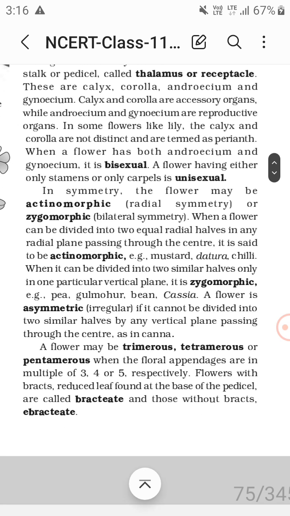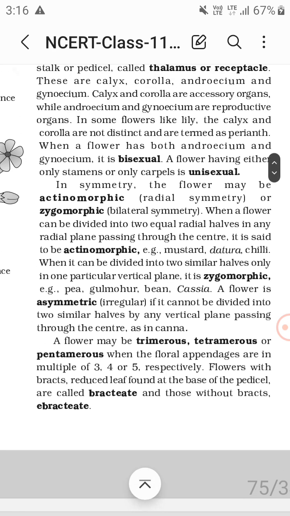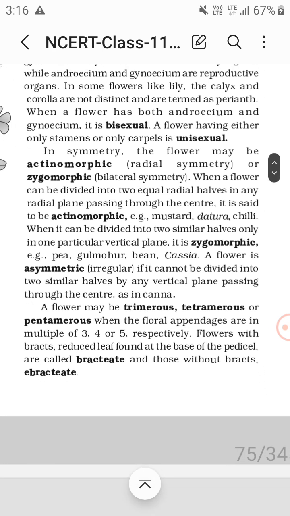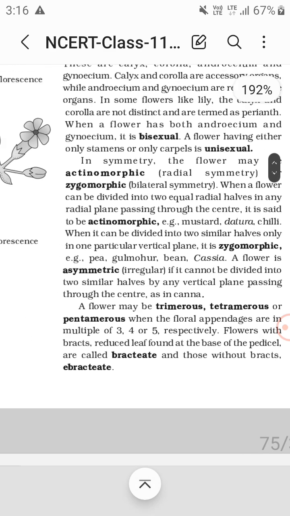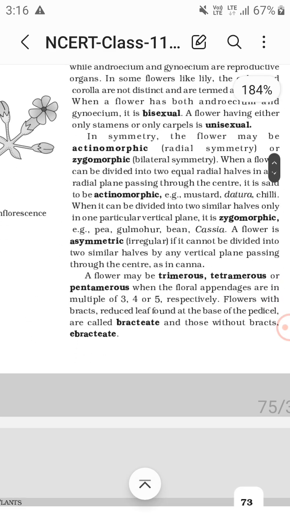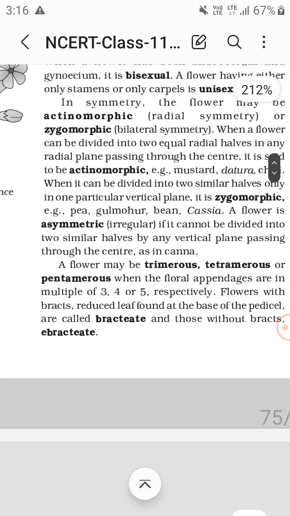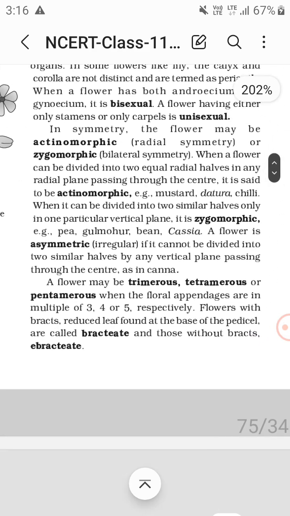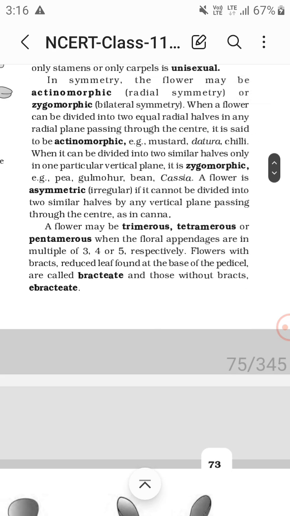The flower can be bisexual or unisexual. When a flower has both androecium, the male reproductive structure, and gynoecium, the female reproductive structure, it is called bisexual. A flower having either only stamens or only carpels is a unisexual flower. Now based on symmetry: actinomorphic, radial symmetry; zygomorphic, bilateral symmetry; and asymmetric.